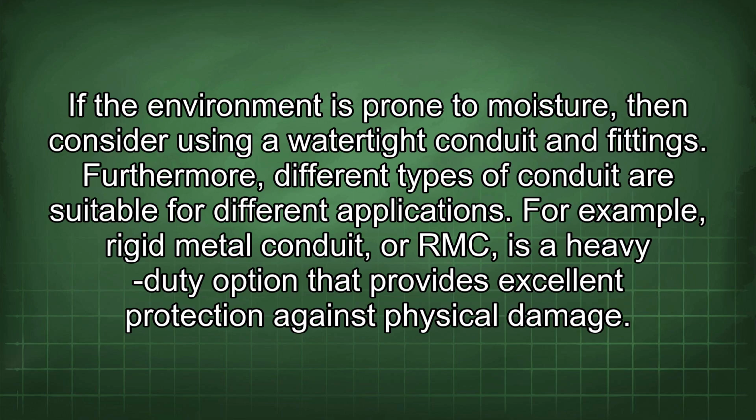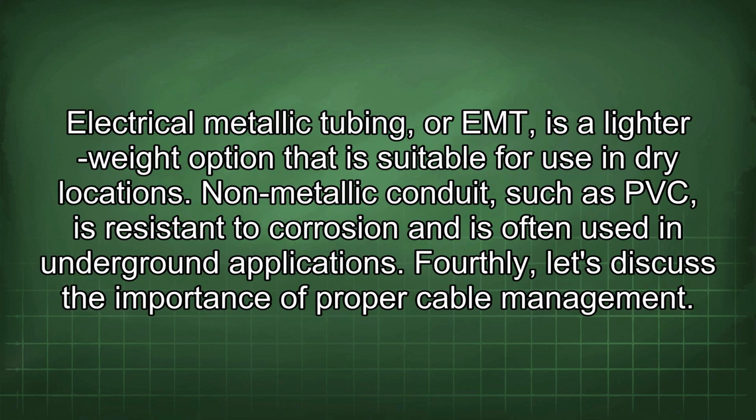For example, rigid metal conduit, or RMC, is a heavy-duty option that provides excellent protection against physical damage. Electrical metallic tubing, or EMT, is a lighter weight option that is suitable for use in dry locations. Non-metallic conduit, such as PVC, is resistant to corrosion and is often used in underground applications.